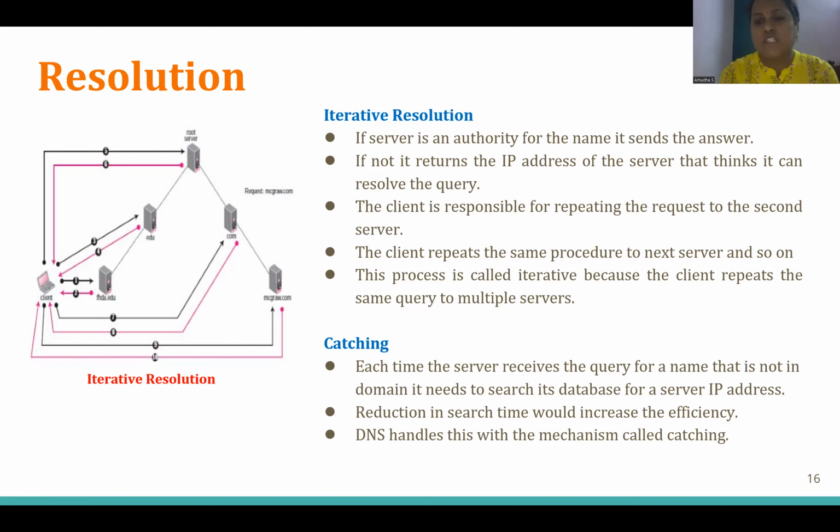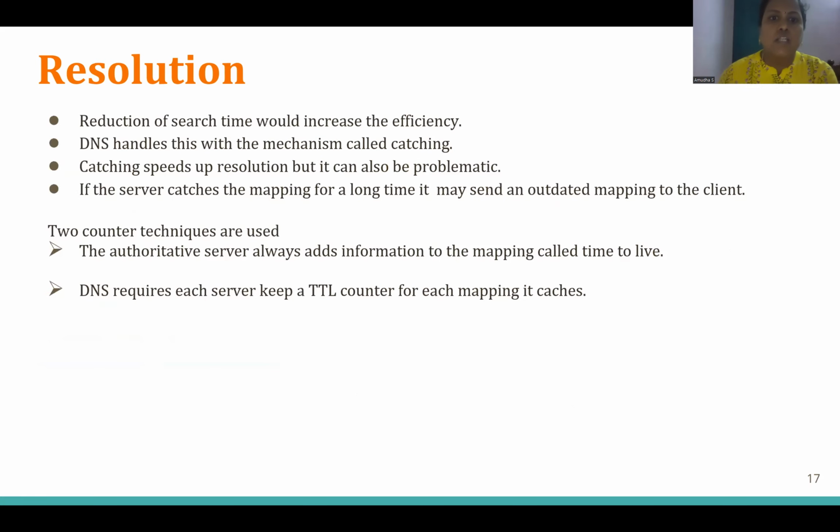Caching: each time the server receives a query for a name that is not in its domain, it needs to search its database for a server IP address. So reduction in search time would increase the efficiency by means of a caching mechanism. DNS handles this situation and increases the efficiency of the system using the caching technique. The server caches the mapping for a long time. It may send an outdated mapping to the client.